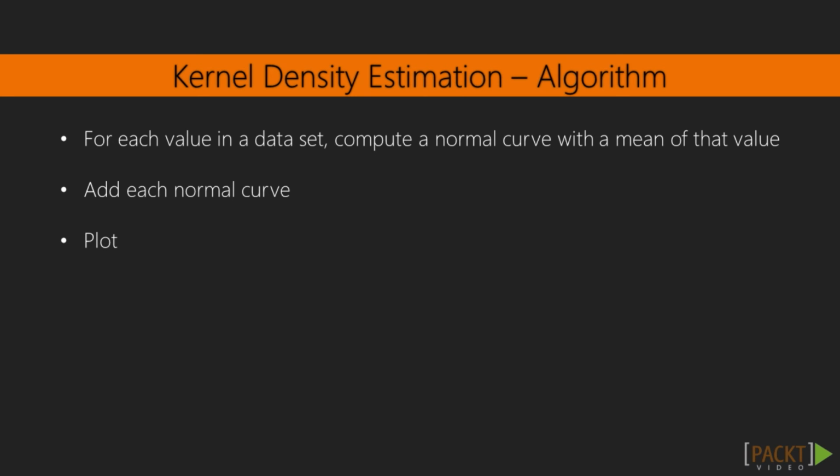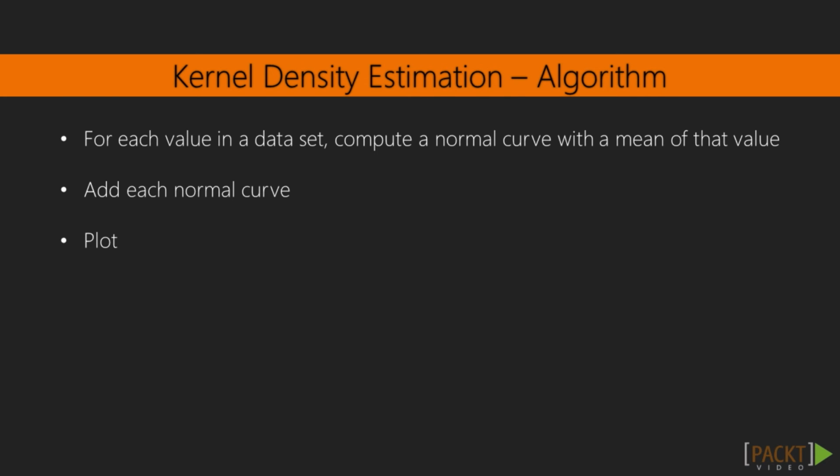So here's the general algorithm for kernel density estimation. For each value in our dataset, we're going to compute a normal curve with a mean of that value. So the curve itself is going to shift around. We're going to take all of those curves and we're going to add them together. And then finally, we're going to plot.